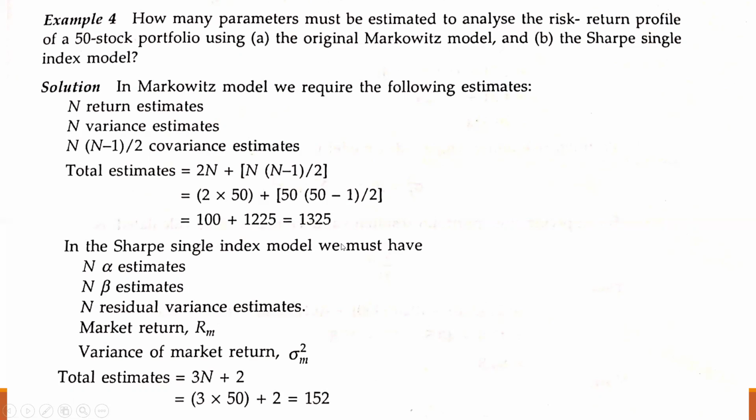Whereas in Sharpe's single index model, we need n alpha estimates, n beta estimates, that is the number of securities. How many securities you have, you need the alpha values and the beta values of those securities, and residual variance estimates and the market return Rm. The variance of market return is sigma square m. So the total estimates that we need is 3n plus two other values, the market return and also the risk of the market, which is measured using the variance. So in case of a portfolio with 50 securities, the number of calculations you need is only 152. You can determine the risk return profile of the portfolio from 152 values. So it has simplified it. It has reduced the number of values required to analyze the risk return profile. That's why we say Sharpe's model is a much simpler version of the Markowitz model.